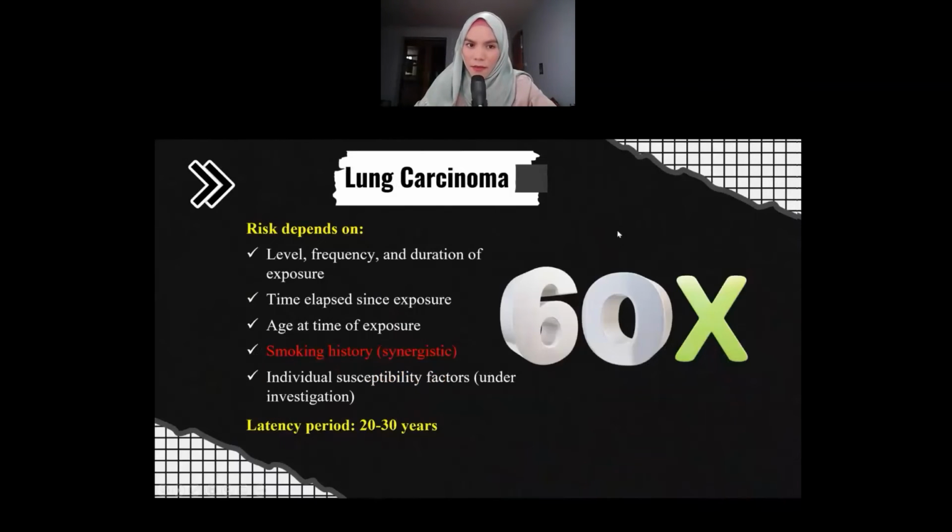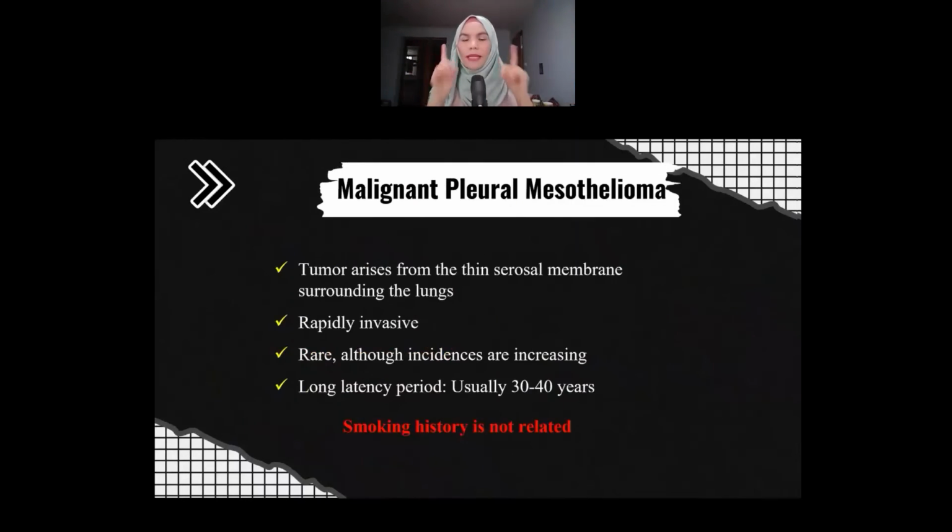For lung carcinoma, it depends on the level, frequency and duration of exposure, but what is very important is smoking history, which is synergistic for increased risk of bronchogenic carcinoma by 60%. So please advise the patient on smoking cessation. And malignant pleural mesothelioma is repeatedly invasive with poor prognosis, but it's rare. Smoking history is not related.